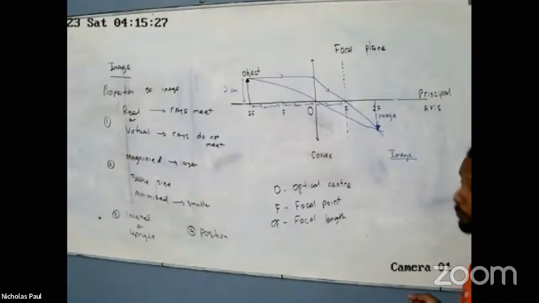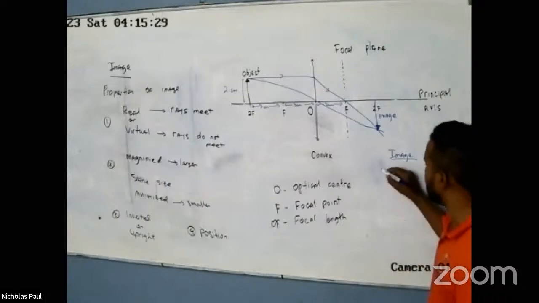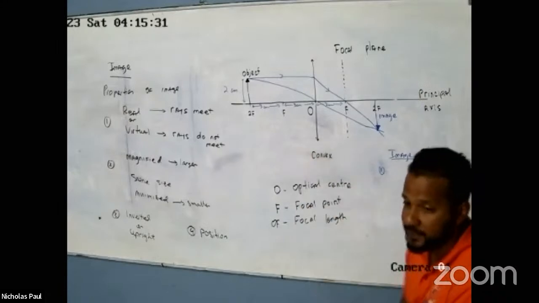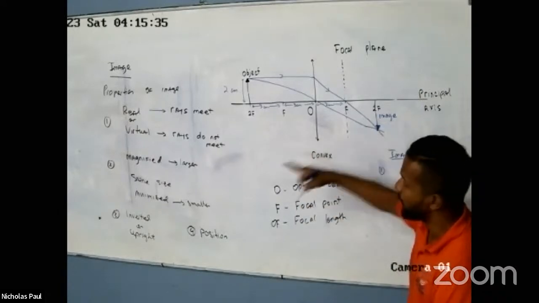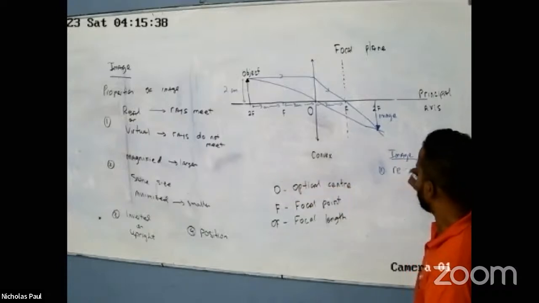All right, ready? So let's go. Number one. Did the rays meet? Did these two rays meet? Yes. So therefore the image is real.